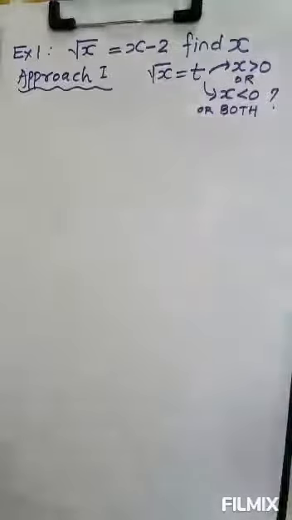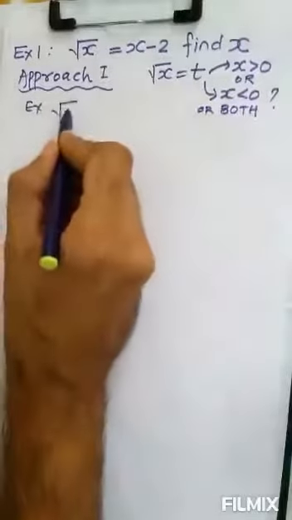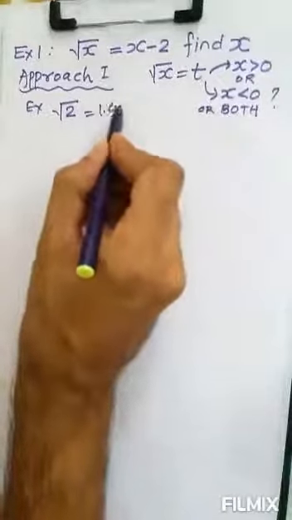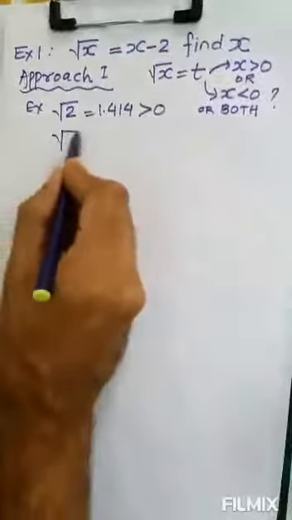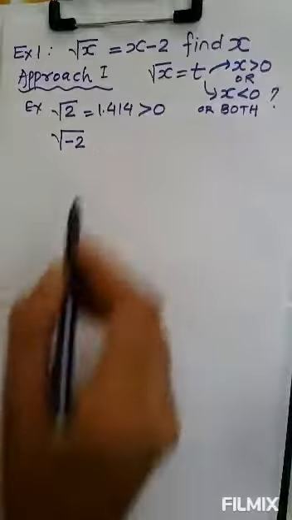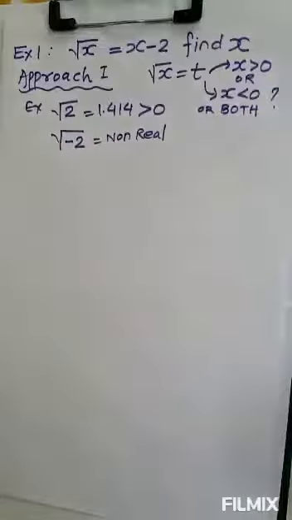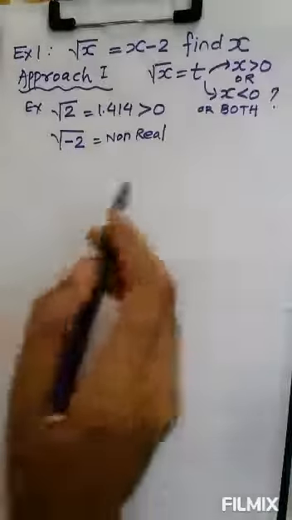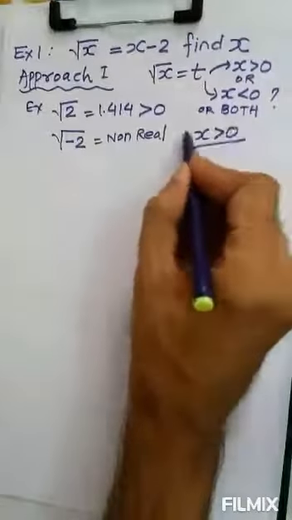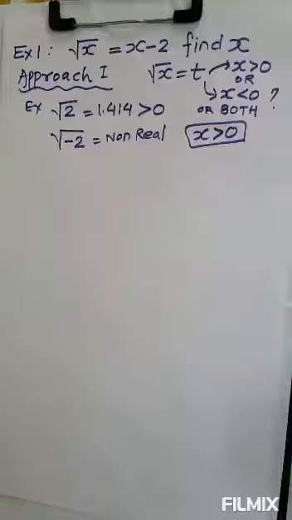If you are assuming root x equals t, x has to be positive. For example, if you put root x with x equals 2, you will get 1.414, which is positive. But if you put x equals minus 2, a negative value inside the under root sign, it will give you a non-real value. So x has to be positive, and whatever the answer comes, only the positive we will take. Now we will solve the quadratic.